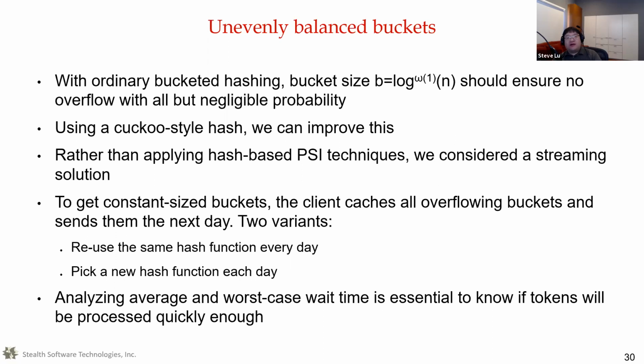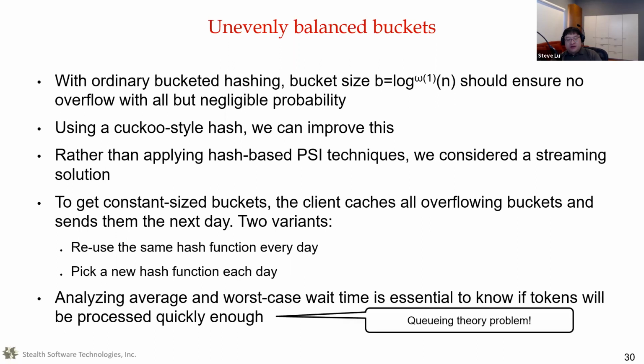And as a side note, we want to ensure a couple of things. One is that the client cache doesn't grow indefinitely. If more and more things overflow, you have to put the things that overflowed into the next day. So how do you know that doesn't just explode? And secondly, we want to make sure that the tokens get a good cycling period, so that things don't wait too long to get processed. So this can actually be viewed as a queuing problem.